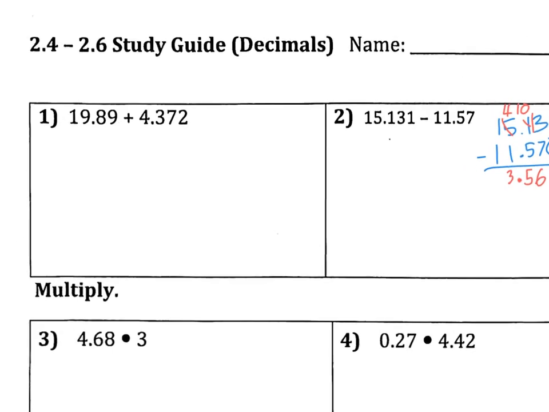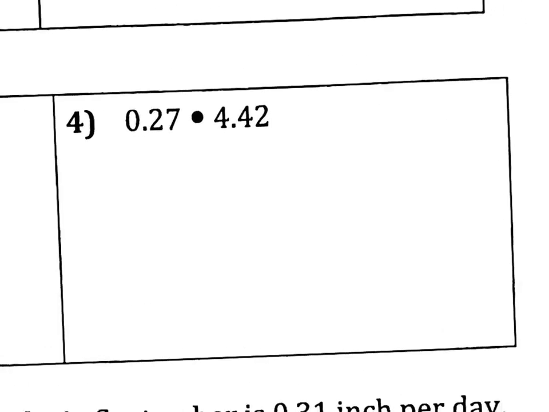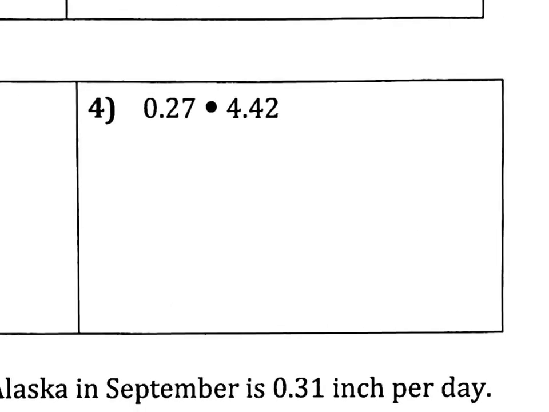Okay, so you need to do the addition one. Now we're multiplying with decimals. I am going to do number 4. So I'm going to just write this down. Doesn't matter which way. You can put either one of these numbers first. In fact, I want to put the 4 and 42 hundredths on top. So I'm going to do that.